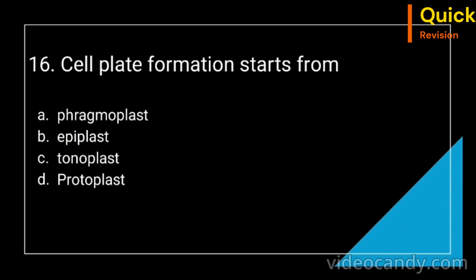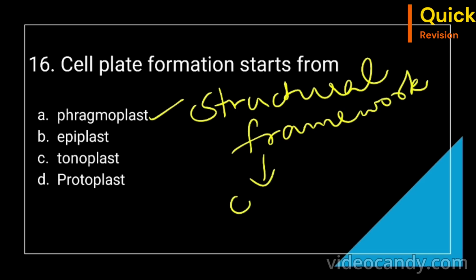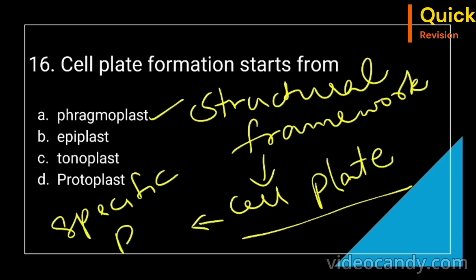16th question. Cell plate formation starts from phragmoplast, epiplast, tonoplast, protoplast. The correct answer is phragmoplast. So basically phragmoplast gives the structural framework for the cell plate. By the moment you see the cell plate, you need to understand that it is very specific to plants, right? So you find this phragmoplast in the plants.